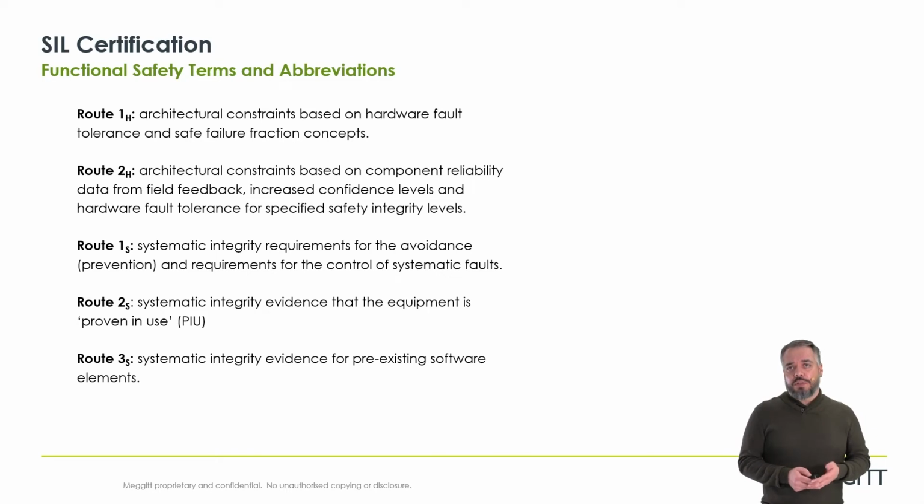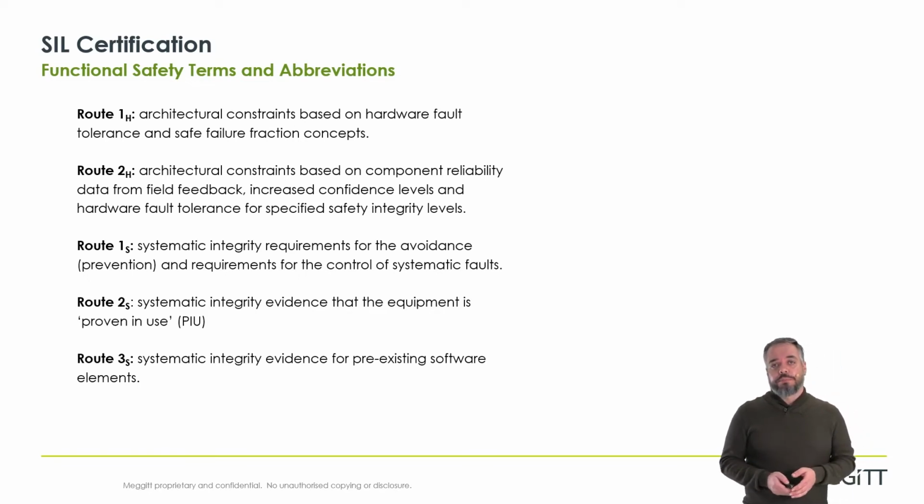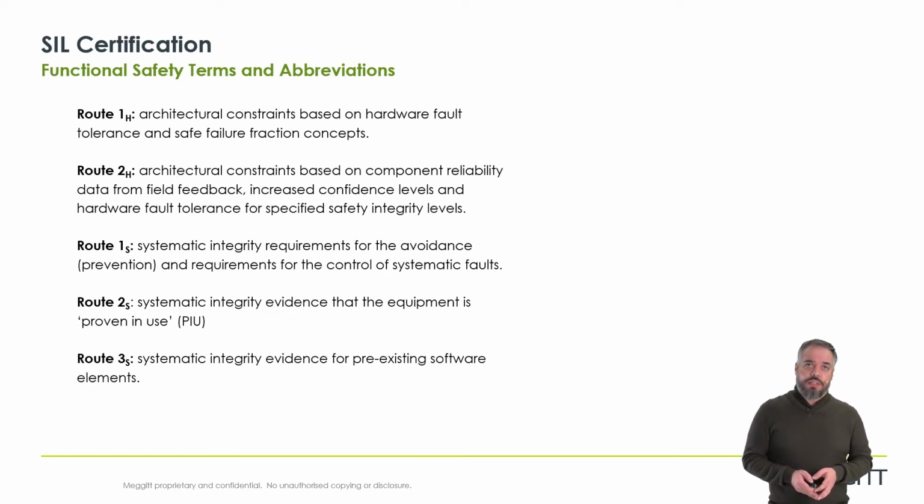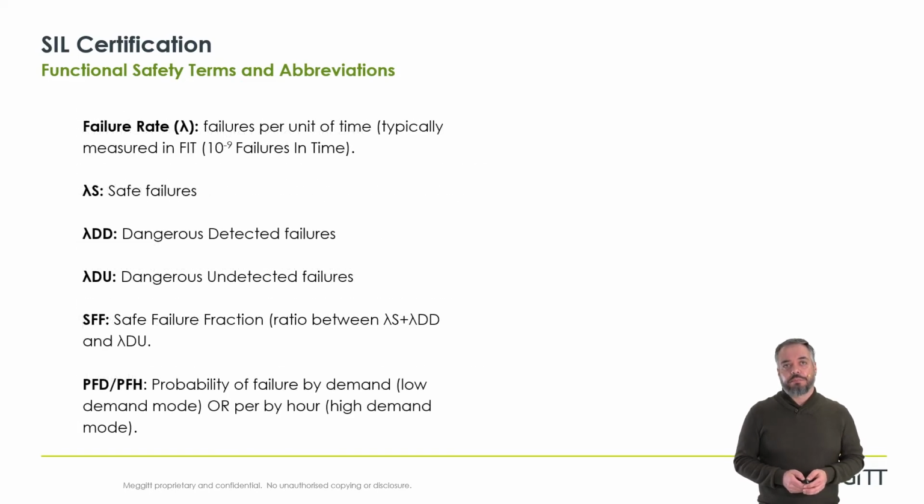IEC 61508 defines, as we saw, 2 possible ways of certification, by design or by proven in use. Depending on the type of certification, different routes are offered. Routes 1H and 1S relate to certification by design, while routes 2H, 2S, and 3S relate to design by proven in use. The subscript H is for hardware safety integrity, while the subscript S is for systematic safety integrity.